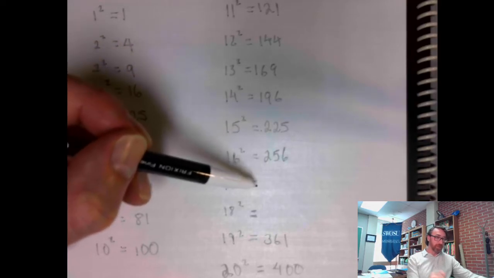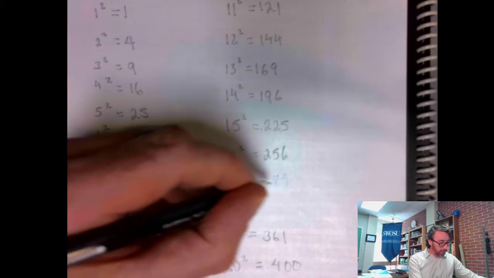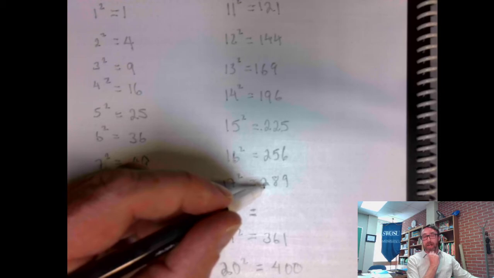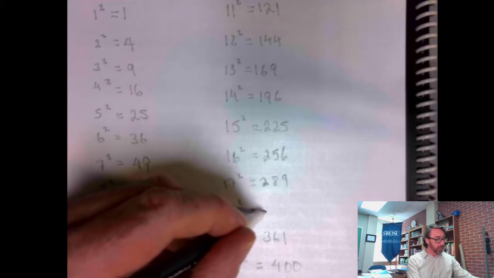31. So my next increase would be 33, 289. And after that, an increase of 35. Okay? An increase of 35, so 290 plus 35 would be 325, 324.